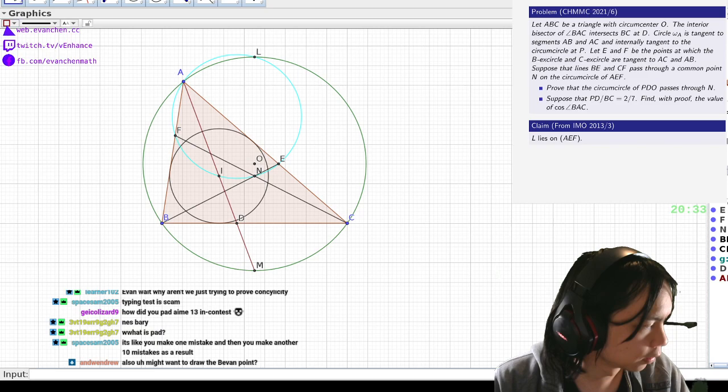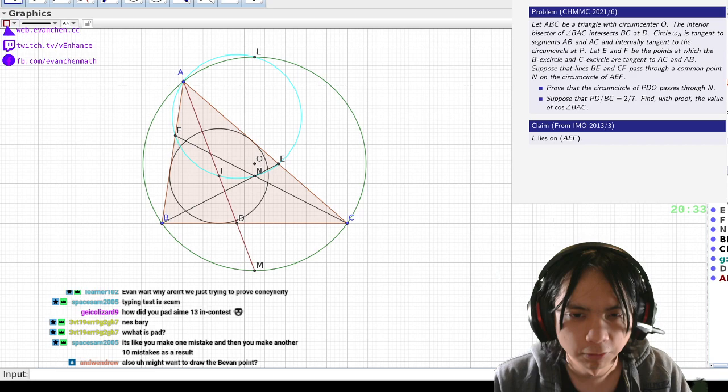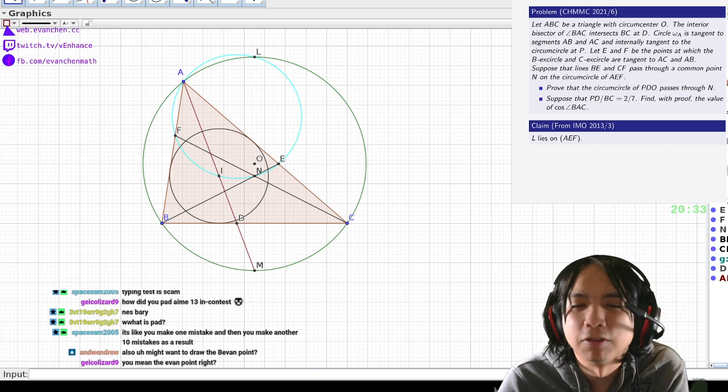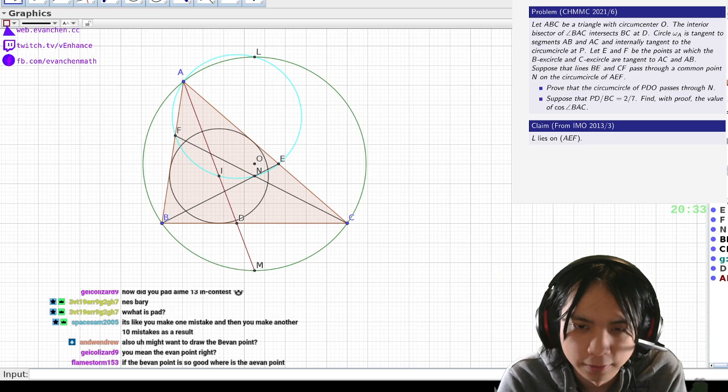Why aren't you trying to prove just concyclicity? Well, if you have an approach, I'd like to hear it. I don't see one yet. I'm trying to think, BFEC looks like a complete quadrilateral picture to me with two congruent sets. So, might want to draw the Bevan point.